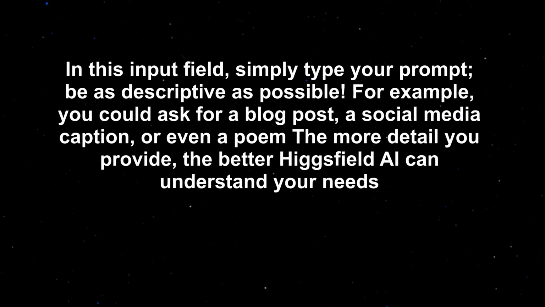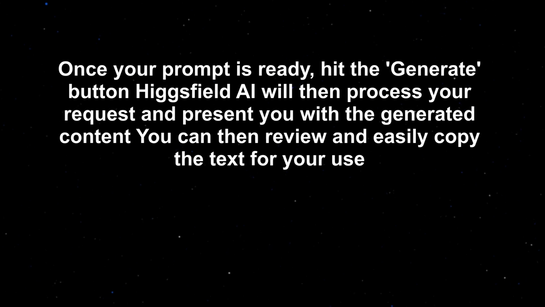Be as descriptive as possible. For example, you could ask for a blog post, a social media caption, or even a poem. The more detail you provide, the better Higgsfield AI can understand your needs. Once your prompt is ready, hit the Generate button. Higgsfield AI will then process your request and present you with the generated content. You can then review and easily copy the text for your use.